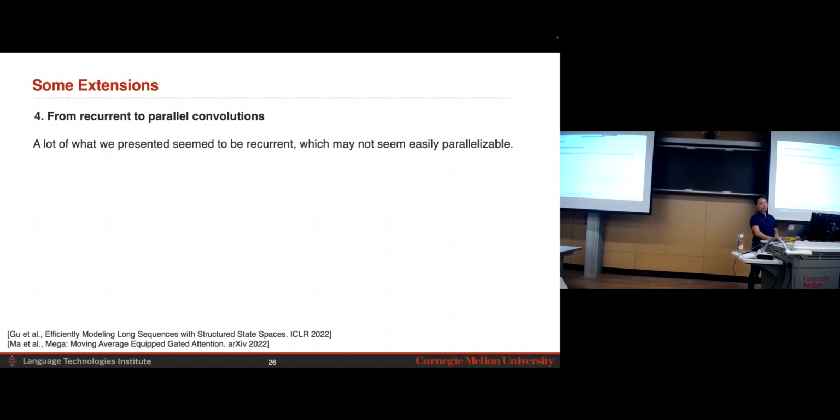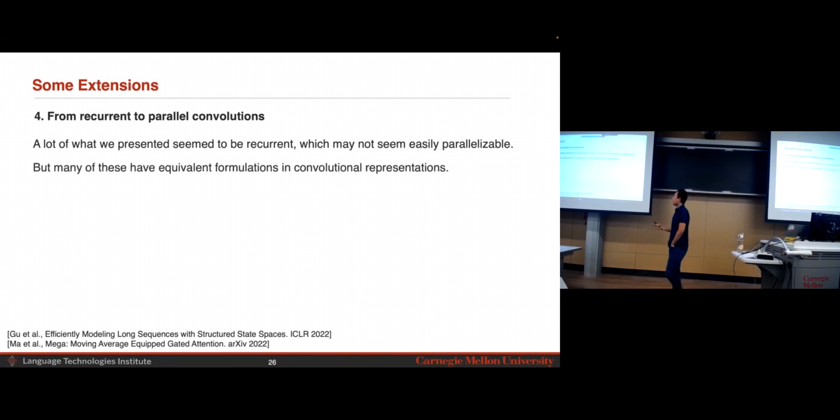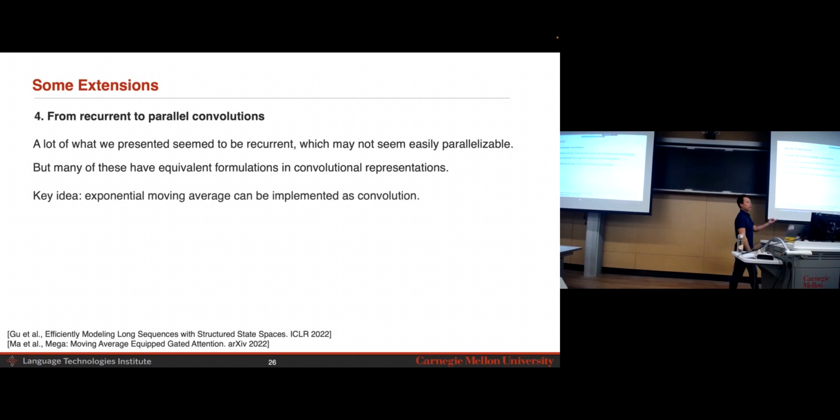But I want to make a side note, which is that a lot of people are also still working on these LSTMs and trying to make them more parallelizable. And the key idea is that many of these recurrent formulations have equivalent formulations in convolution space. And especially this exponential moving average, right? Everything that you've seen, the exponential moving average is a recurrent function, right? It takes in the previous time step and does a moving average at the current time step and repeats at the next time steps. And this might seem recurrent, but you can actually implement this as a convolution.